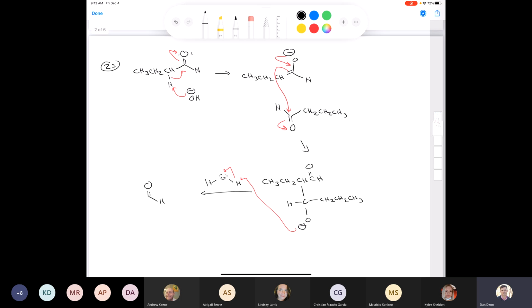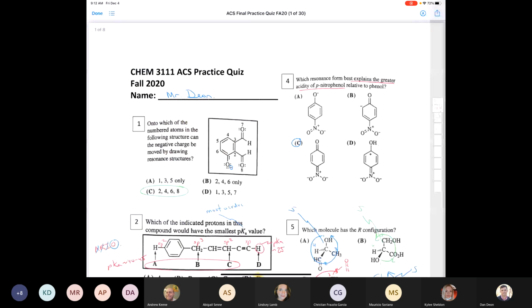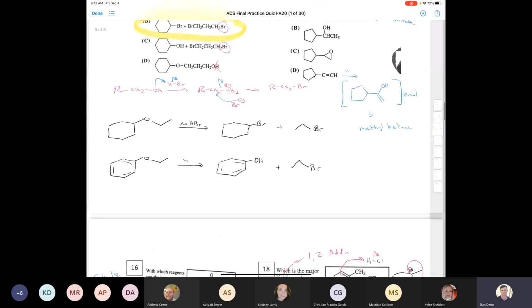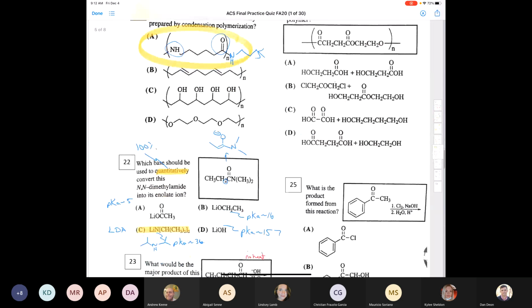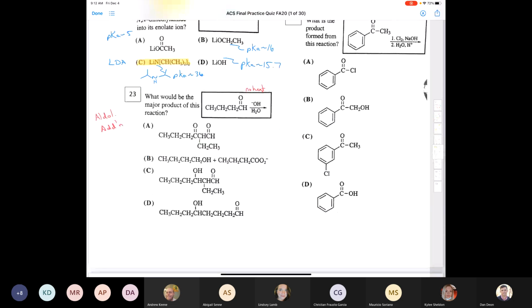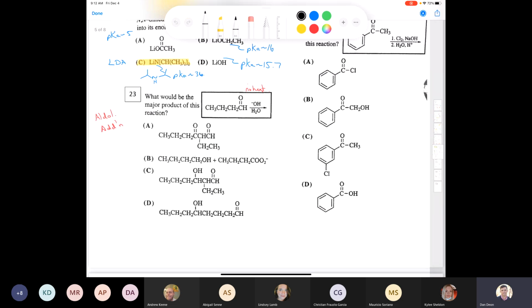Let's just draw the following line structure. I have my alcohol here, and then I have 1, 2, 3, like that. So that's the product of the aldol addition. Again, this is aldol addition, so see chapter 21. If we go back to our answers, the best answer, or the correct answer, is C. All right.